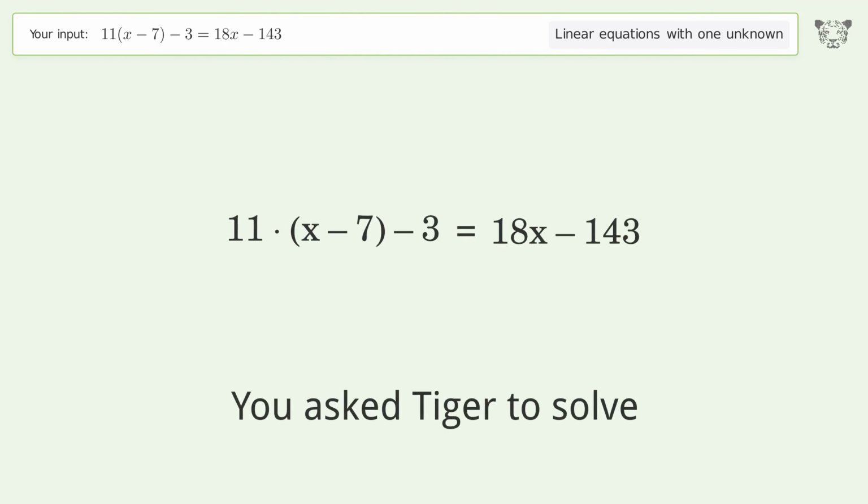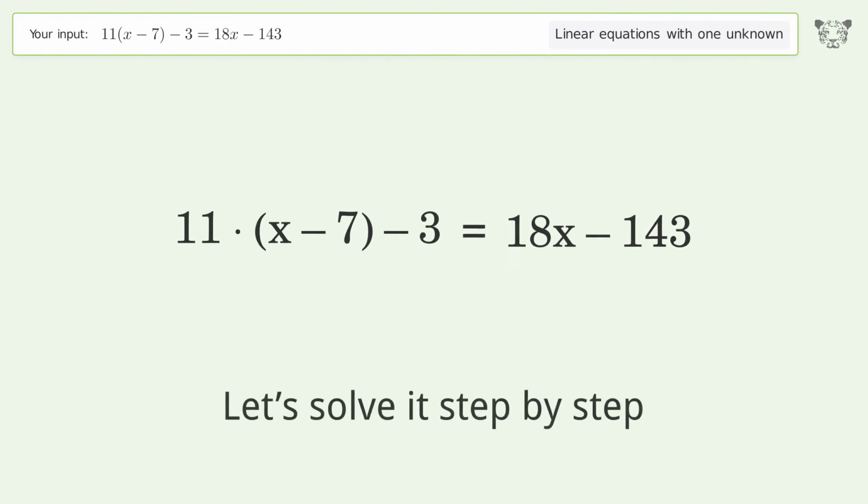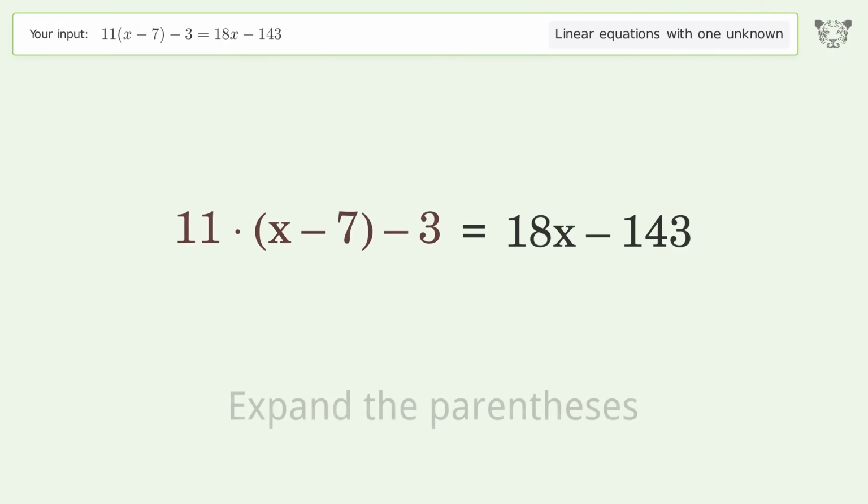You ask Tiger to solve this. It deals with linear equations with one unknown. The final result is x equals 9. Let's solve it step by step. Simplify the expression. Expand the parentheses.